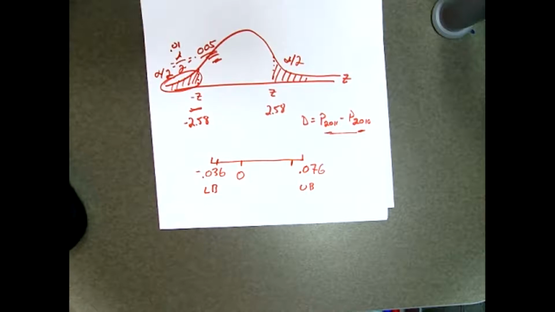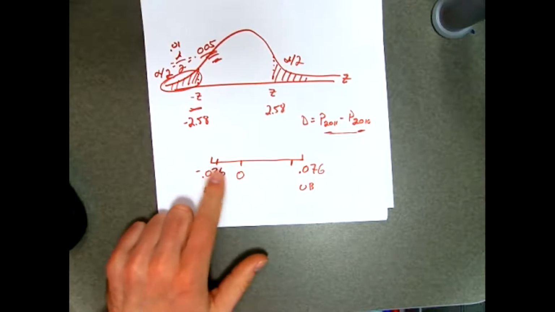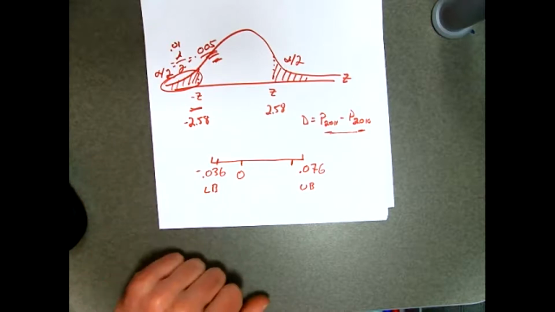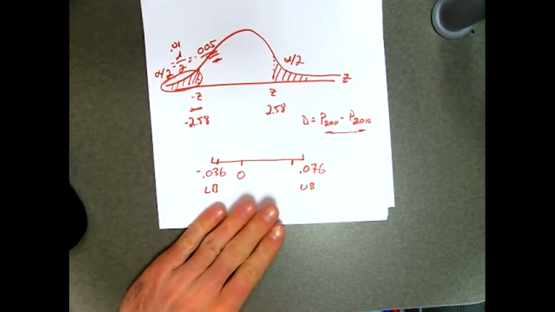So we did find sample evidence that the proportion has increased over time, but we can't really say that it's any different from 0, or we can't say that it couldn't be negative at the 99% level based off this confidence interval. Okay. Any questions about that interpretation?